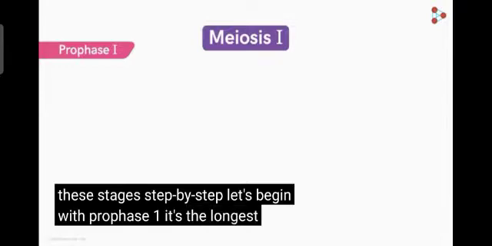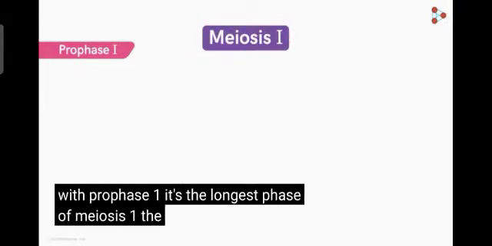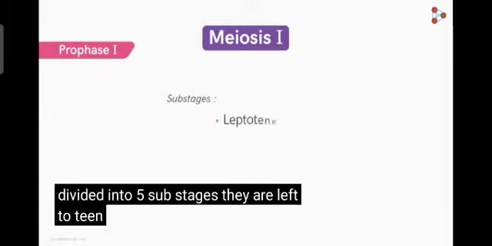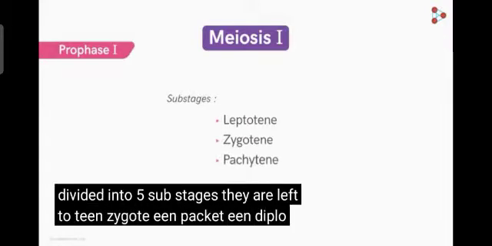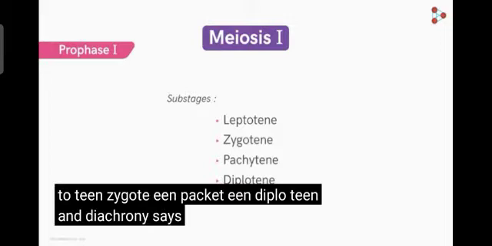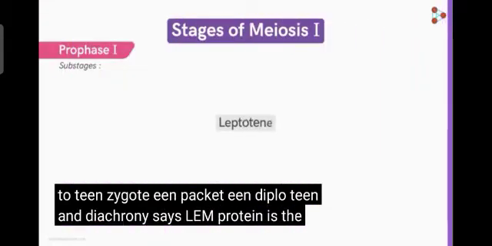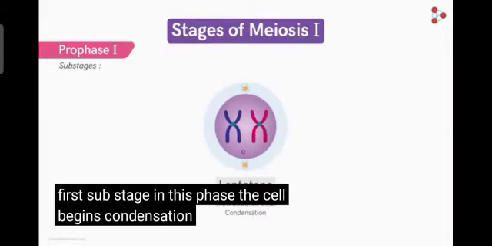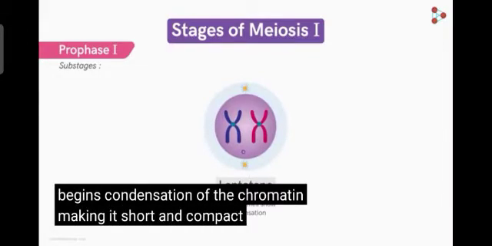It's the longest phase of Meiosis I. The phase is further divided into 5 substages. They are leptotene, zygotene, pachytene, diplotene, and diakinesis. Leptotene is the first substage. In this phase, the cell begins condensation of the chromatin, making it short and compact.